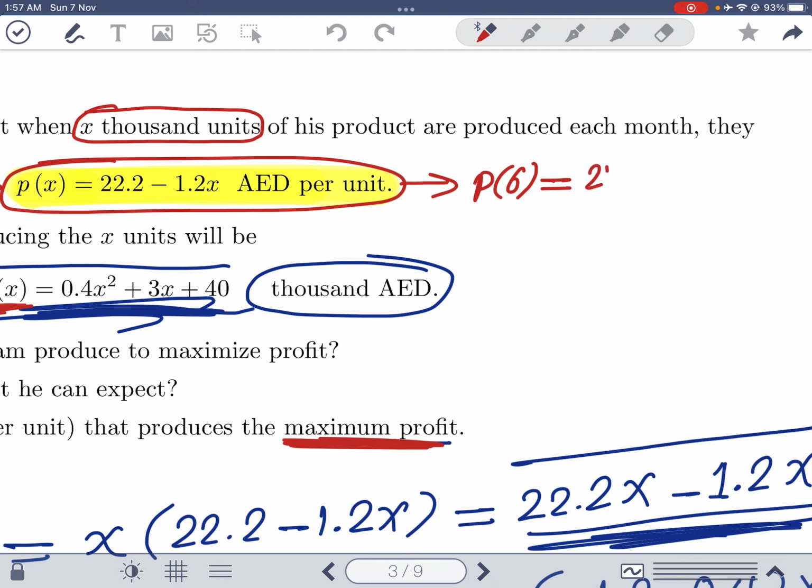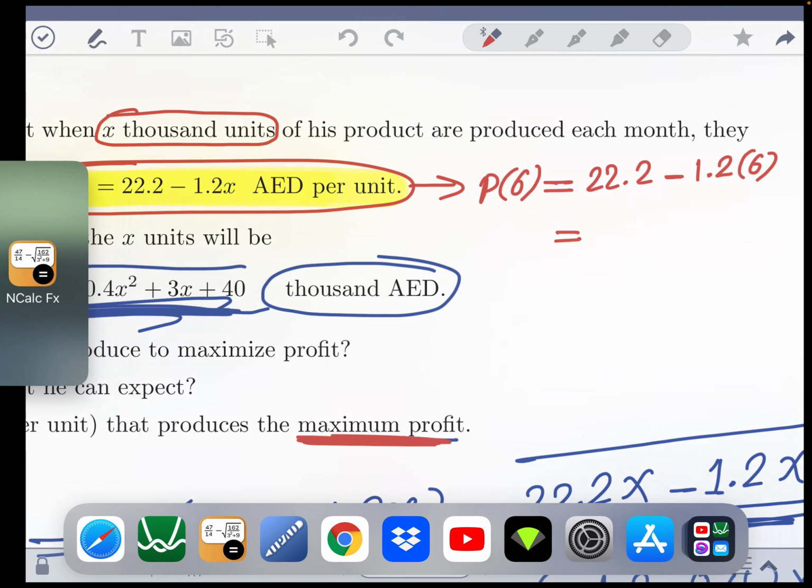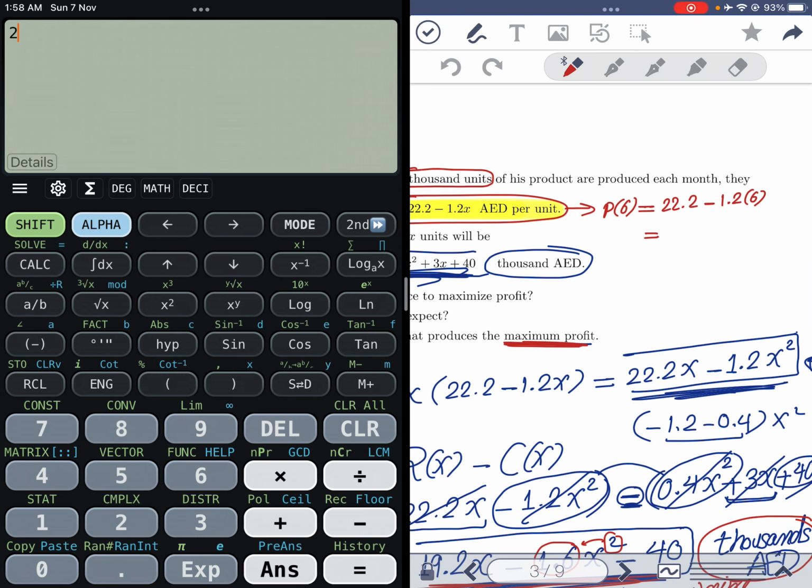So you'll do 22.2 minus 1.2 times 6, which is, we'll do it now on the calculator, 22.2 minus 1.2 times 6 equals 15. 15 what? Dirhams per unit.